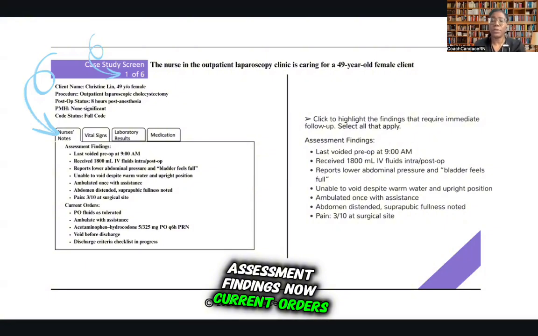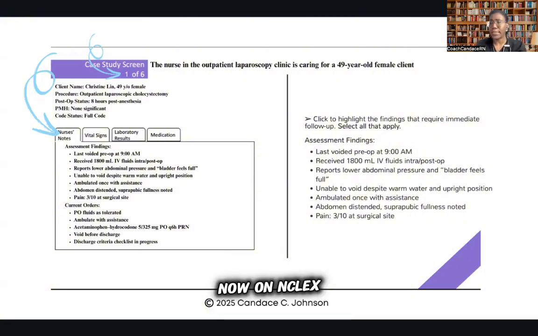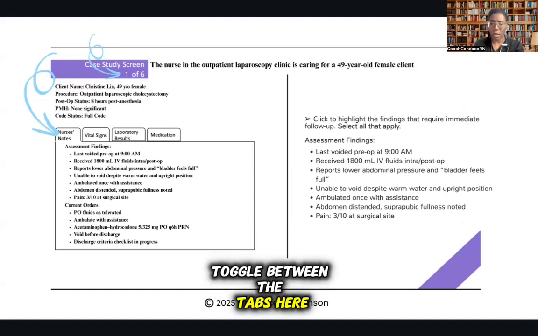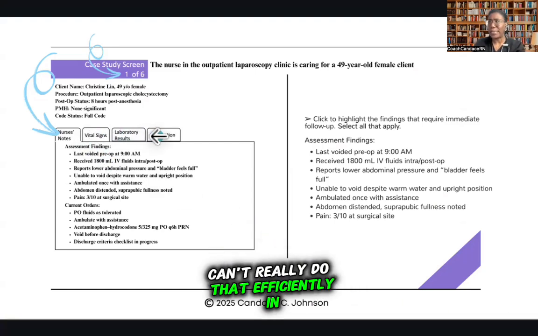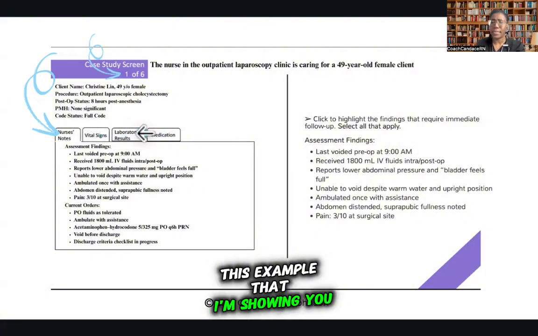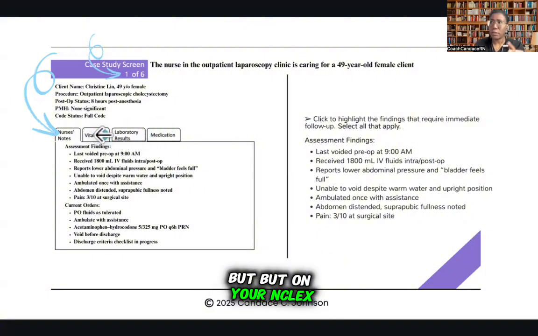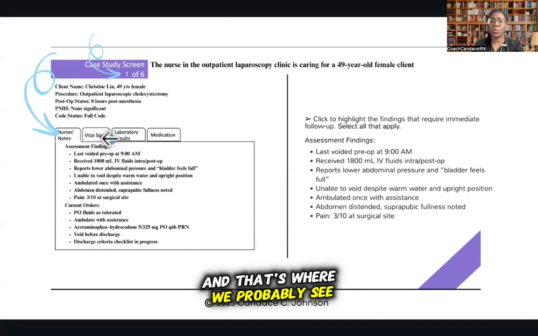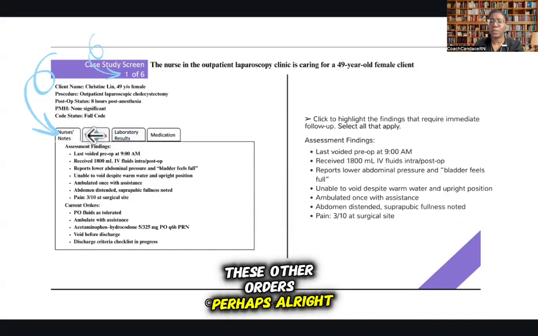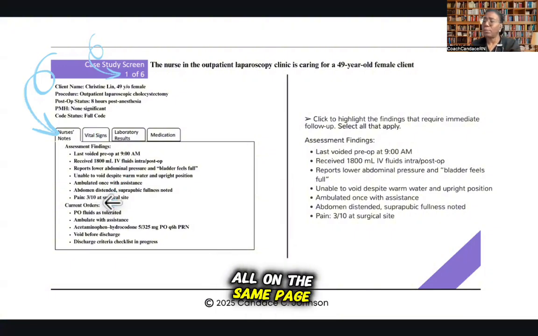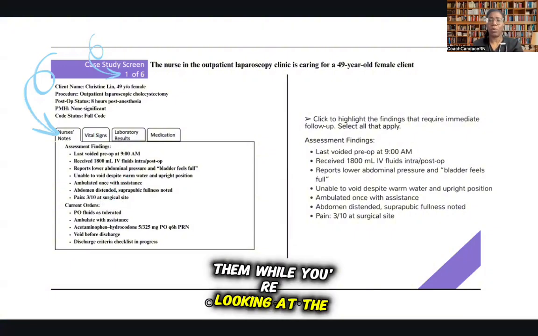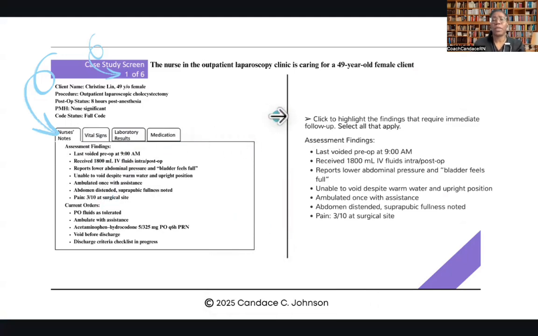Now, current orders. On NCLEX, you might have the opportunity to toggle between the tabs here. Can't really do that efficiently in this example that I'm showing you, but on your NCLEX, you'll be able to check out the other tabs there. And that's where we probably see these other orders, perhaps. But here we're going to have them all on the same page just so that you can see them while you're looking at the question that we're going to look at in a moment.